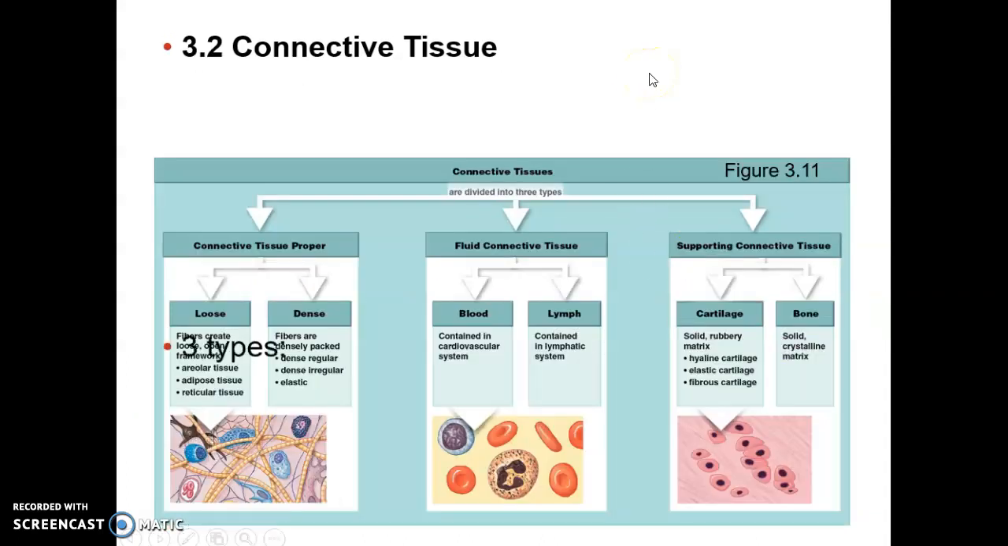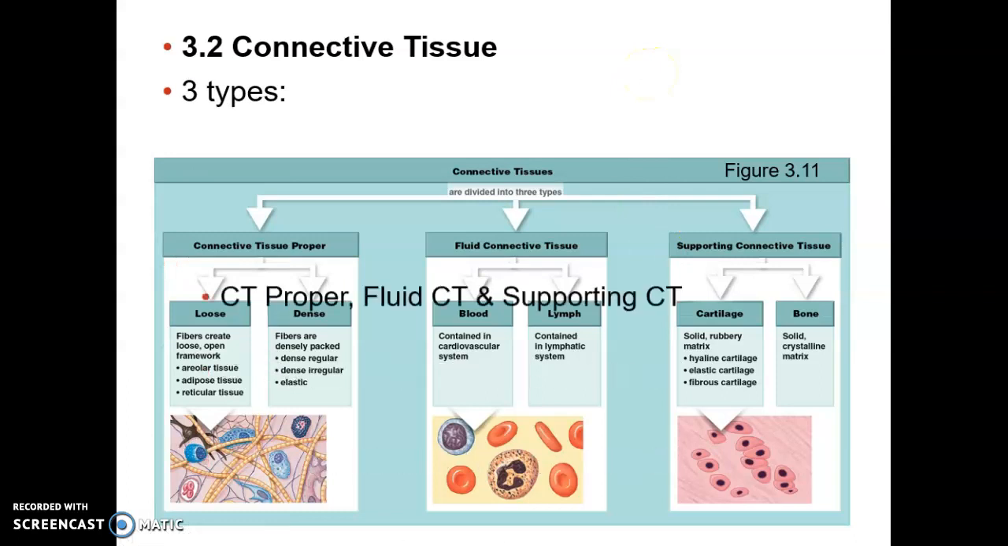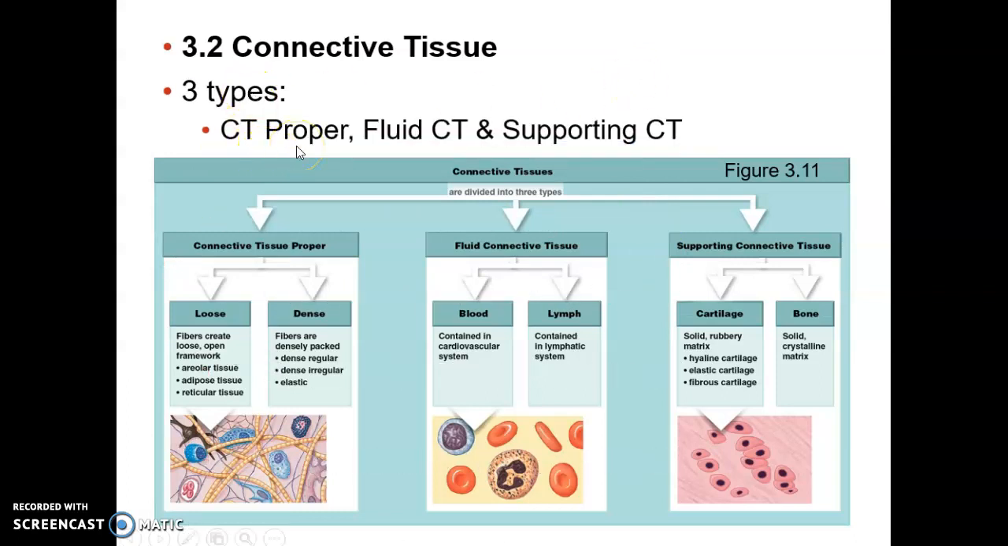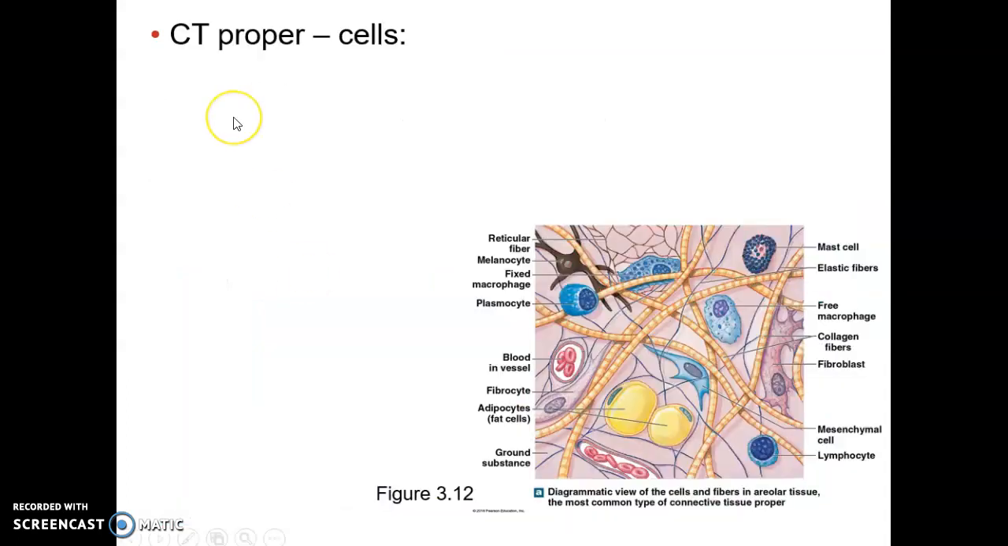So there are different types of connective tissues, three basic types. Connective tissue proper, which is what you see here on the left, fluid connective tissue, or blood, and supporting connective tissue, cartilage and bone. With the connective tissue proper, there's loose and there's dense. Basically, the loose connective tissue proper is much more pliable than the dense connective tissue proper, which is heavier, stronger, denser. And we'll jump into these subtypes as we go through this section.